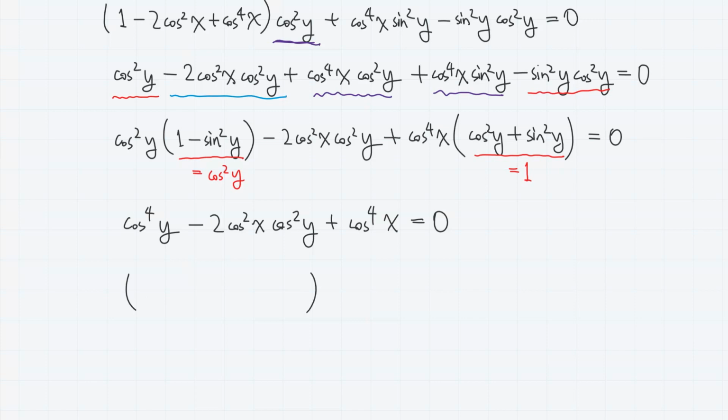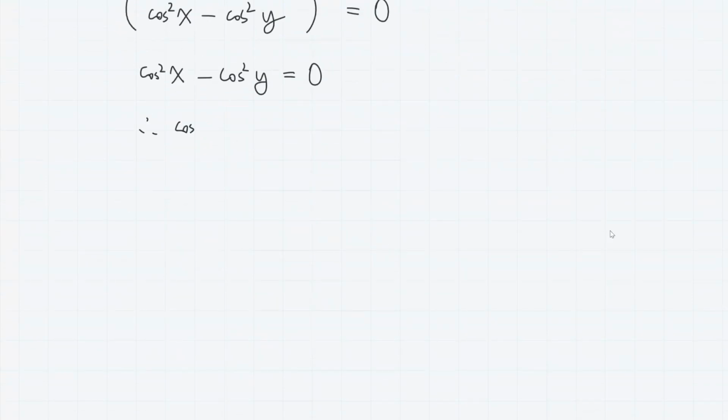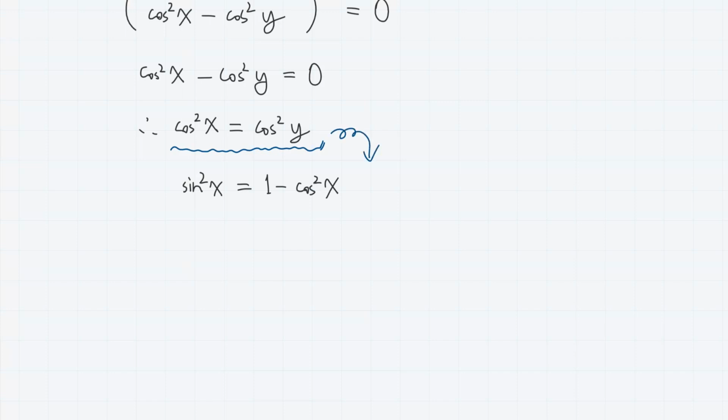And you can easily notice that this is in fact cosine squared x minus cosine squared y, squared. So we have cosine squared x minus cosine squared y equals 0. So we have cosine squared x equals cosine squared y. And we also have sine squared x, which is 1 minus cosine squared x. But since cosine squared x equals cosine squared y, we have 1 minus cosine squared y, which is sine squared y. So we have sine squared x equals sine squared y.